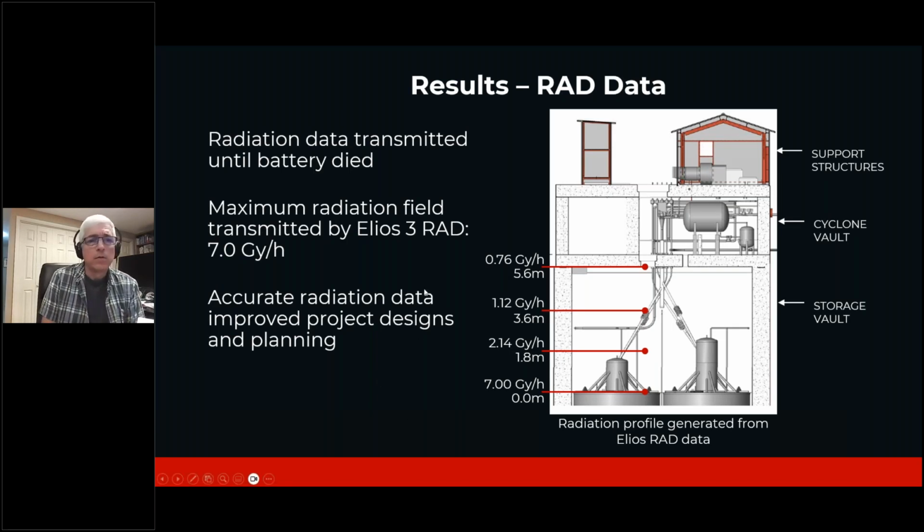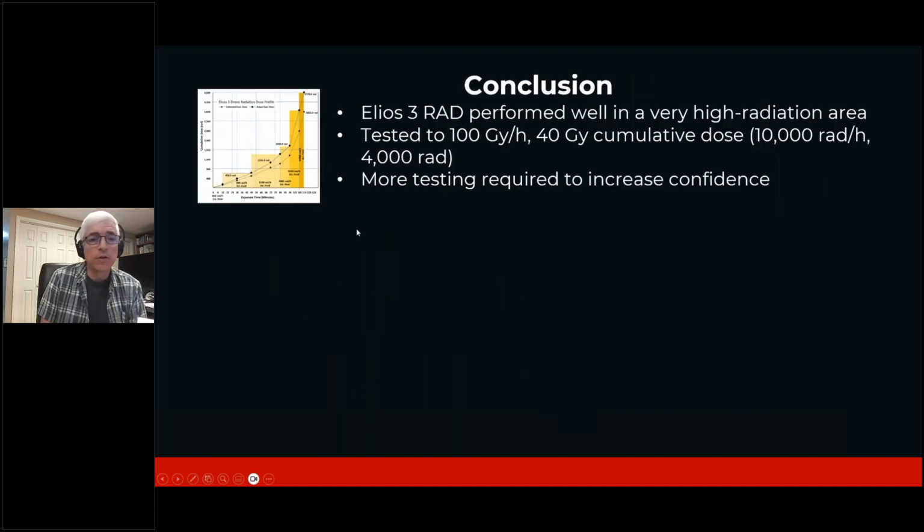Anyway, we'll say that the LiDAR data collection was great. We got a very comprehensive, complete map, a 3D map based off of the LiDAR data using GeoSLAM software. The radiation data was transmitted out of the bin. We were able to generate this radiation profile that you see now. And as I said, only 7 gray per hour versus 20 gray expected, which was a huge plus for us.